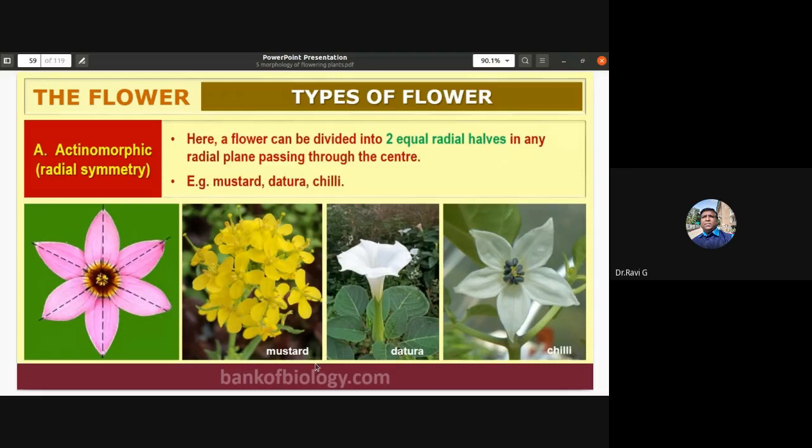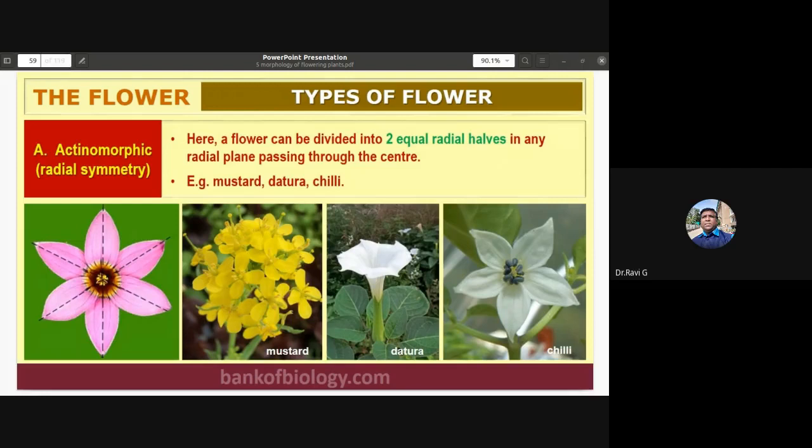An example for this is mustard, Sasvegida, where you can notice they have this cruciform corolla. That is, they have a plus-like arrangement of corolla. We call it cruciform corolla. Even in Datura, a commonly seen weed, you notice that they can be divided into two equal halves in any plane of division. So we call it actinomorphic symmetry.